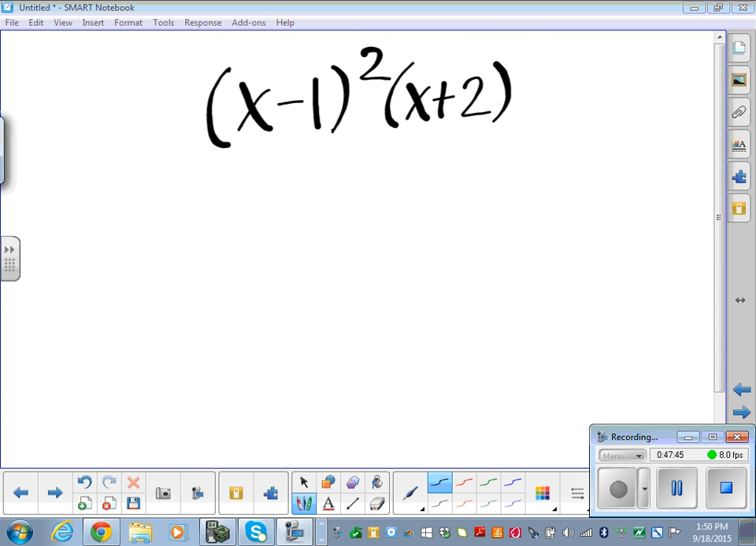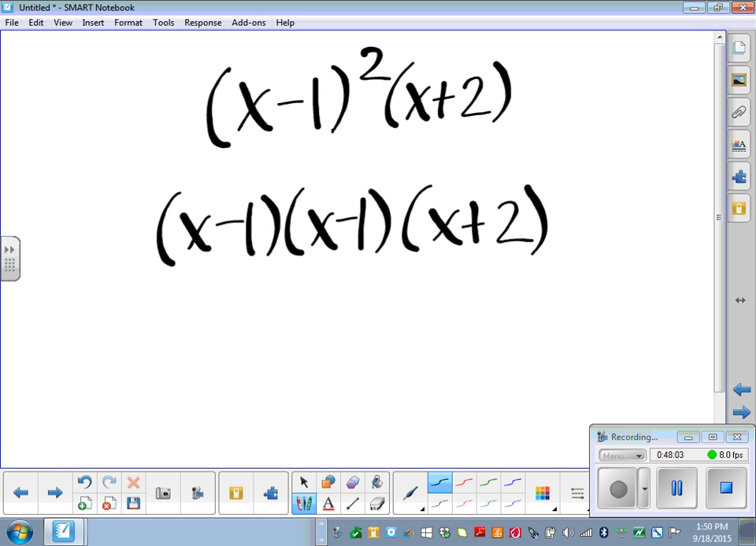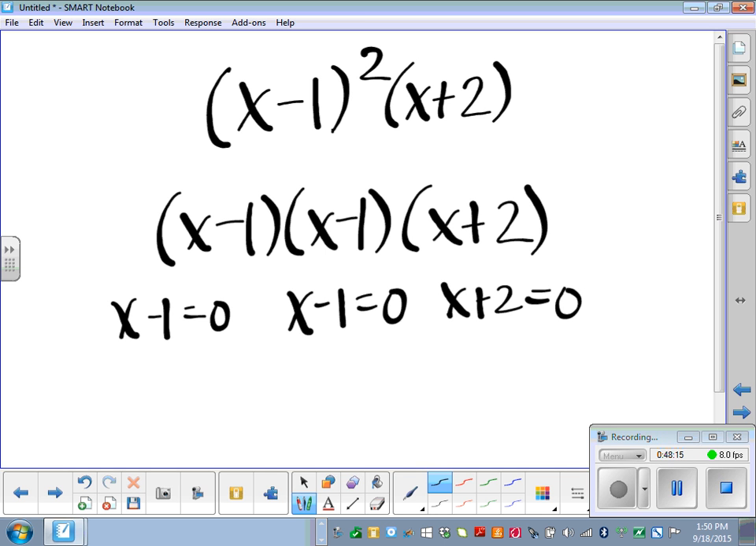Okay. In something like this, if we were asked to list the roots and then figure out the polynomial, we've got to be careful with this one. Because what we have here is x minus 1 times x minus 1, because that's x minus 1 squared, and then times x plus 2. So now, first of all, let's find the zeros. We can set each of those equal to 0. So x minus 1 is equal to 0, x minus 1 is equal to 0, x plus 2 is equal to 0, and solve for x in each case. So we get x is equal to 1, x is equal to 1, and x is equal to negative 2.